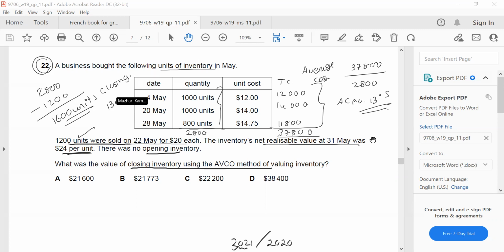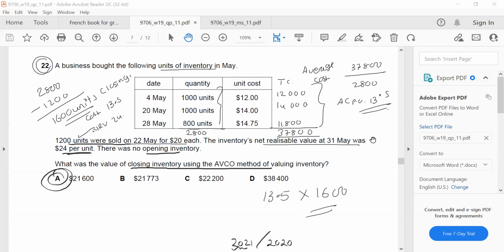Cost is 13.5 and NRV is how much? 24. So cost or NRV, whichever is lower. So 13.5 into 1,600. So it is coming to 21,600. Is this the answer? No, it was C. C. Are you sure? Yeah, I'm sure. I'm looking at it now.